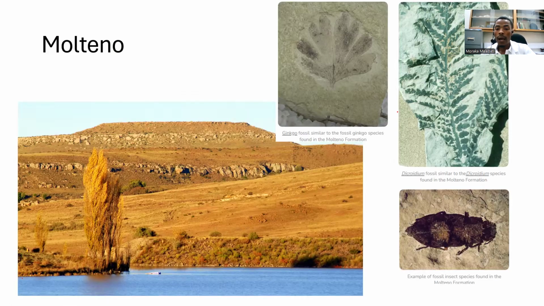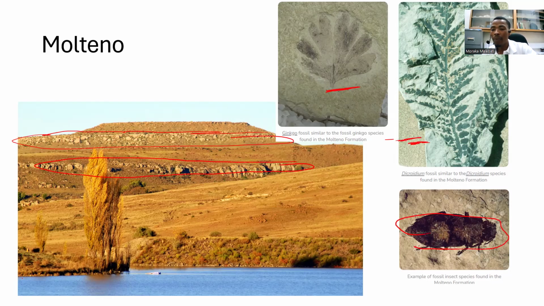So these are some of those things that we've found. This is our Molteno formation. We see here we have got these sandstones, and also these are the fossils that we see. This is a type of insect, and then we also see these ginkgos, and we have this plant that looks like a cranium.